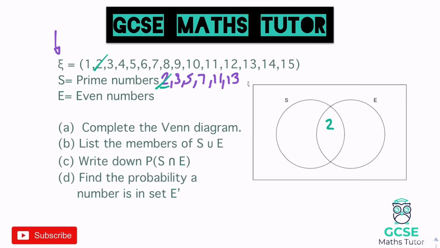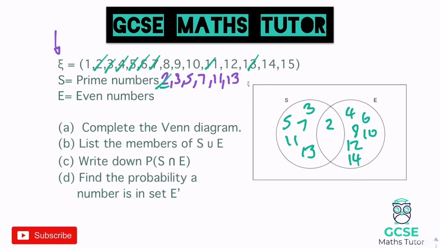It then says, obviously we've got the prime numbers in set S, so I need to put all the rest into set S, so 3, 5, 7, 11, 13. Again, I'm going to cross them all off from my main list, and then all the even numbers are going to go in the right circle there. So we've already got rid of 2, so 4, 6, 8, 10, 12, 14, and again just crossing those all off from the main list.